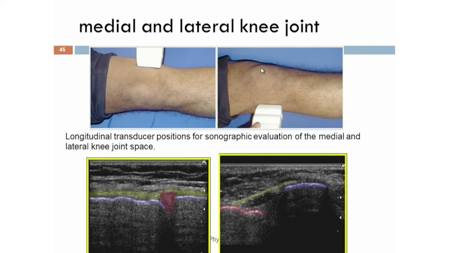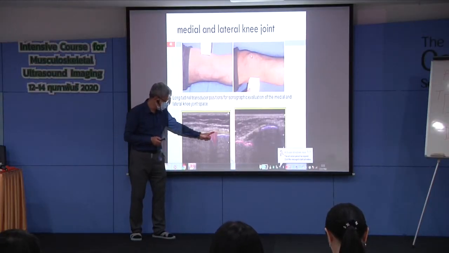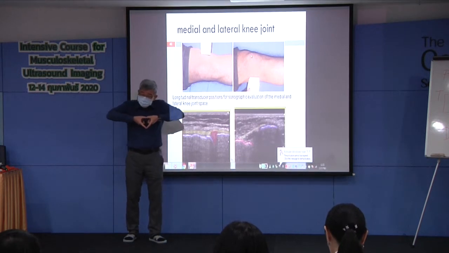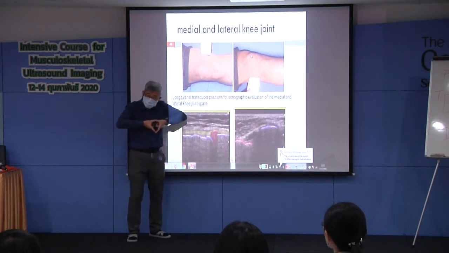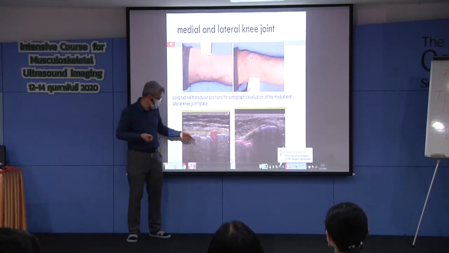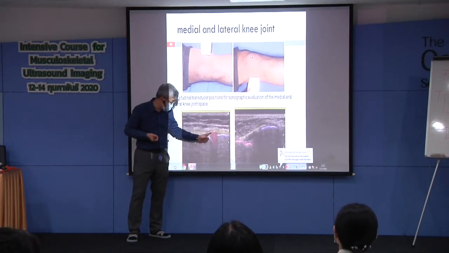medial collateral ligament and the medial meniscus. Okay. The meniscus looks like this, a heart shape or triangle shape, whatever you want to describe.